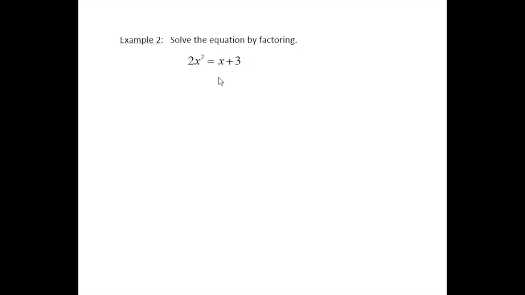Remember, if we're going to use the zero product rule, we need to have a 0 on one side of the equation. I think it's a good idea to have the squared term be positive. So in this case, since it's already positive here on the left, let's move the other two terms by adding their opposites. Subtracting x from both sides and subtracting 3 from both sides will give us 0 on the right side of the equation, and 2x squared minus x minus 3 on the left side of the equation.